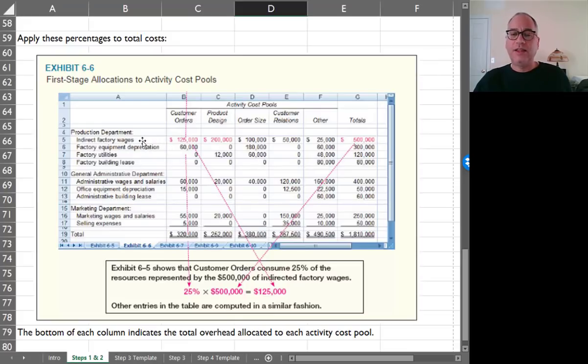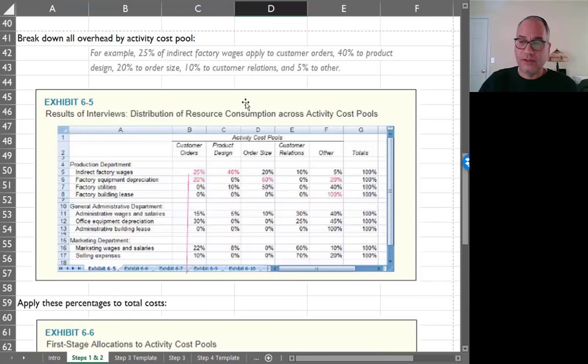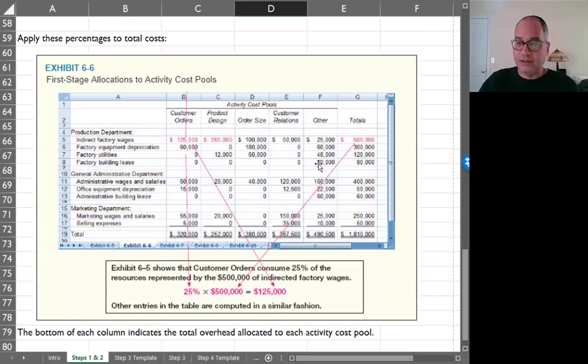So we determine that this $500,000 worth of indirect factory wages, based on the percentages that I came up with before: $125,000 of that is customer orders, $200,000 is product design, $100,000 is order size, $50,000 is customer relations, and $25,000 is our favorite category, other. Remember how the entire factory building lease went to other? Here you can see it. It was $80,000. See right here, it's $80,000. And here you can see $80,000 applied to other.